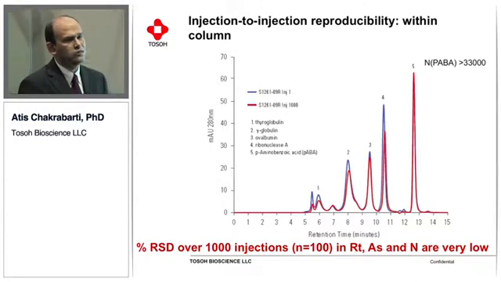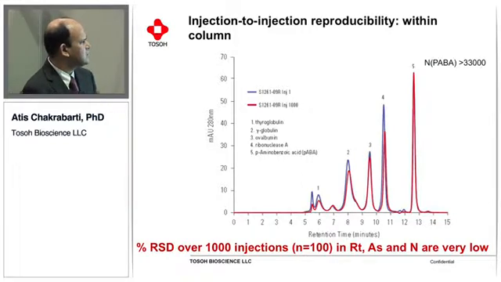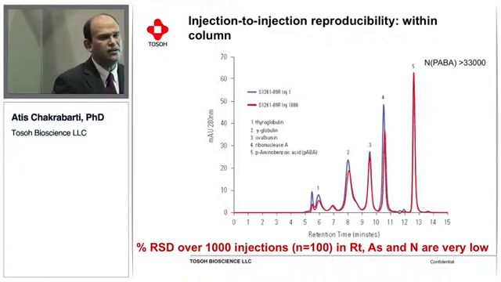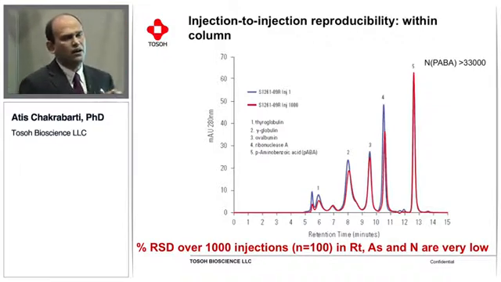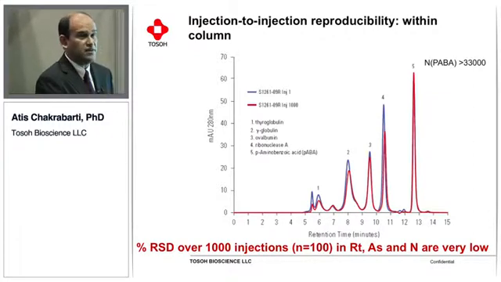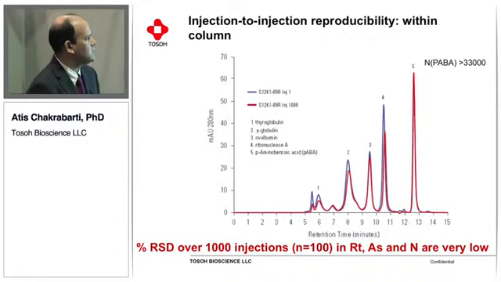Tomorrow I have a talk on column lifetime, which will be a much more elaborate discussion. But as you see here, from injection number 1 to injection number 1000, we calculated the percentage RSD for the whole run, n equal to 100, because we collected each and every data point, but when I calculated the RSD, I used every 10th data point. So this is very low, very low. I will give you the results in much more detail tomorrow in the talk.